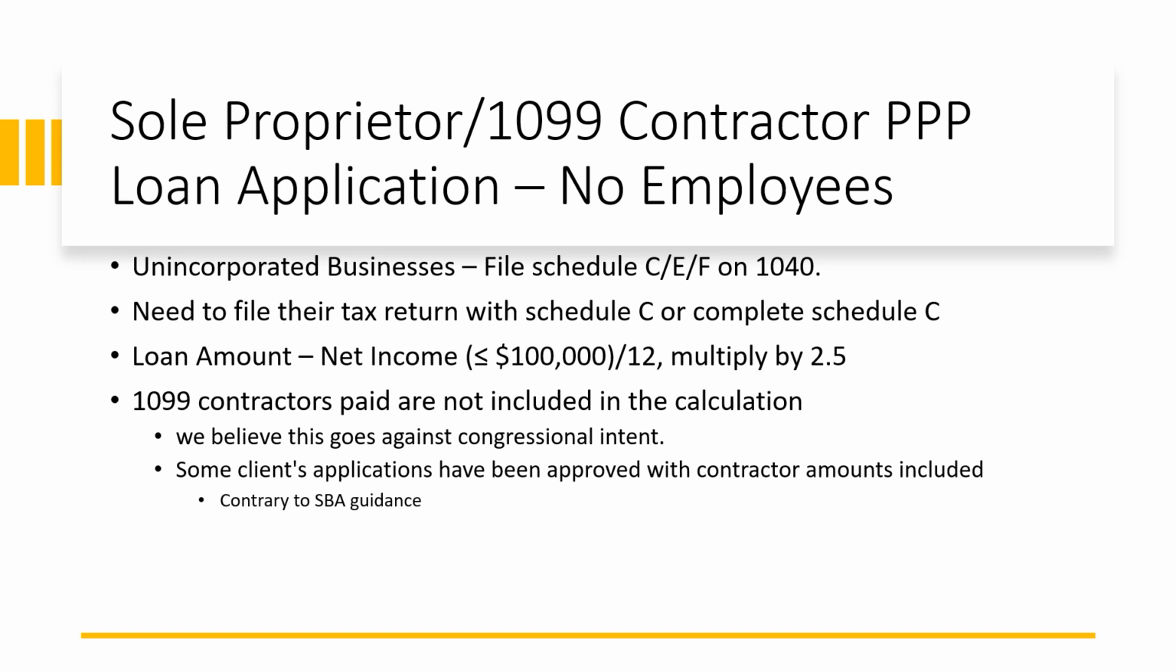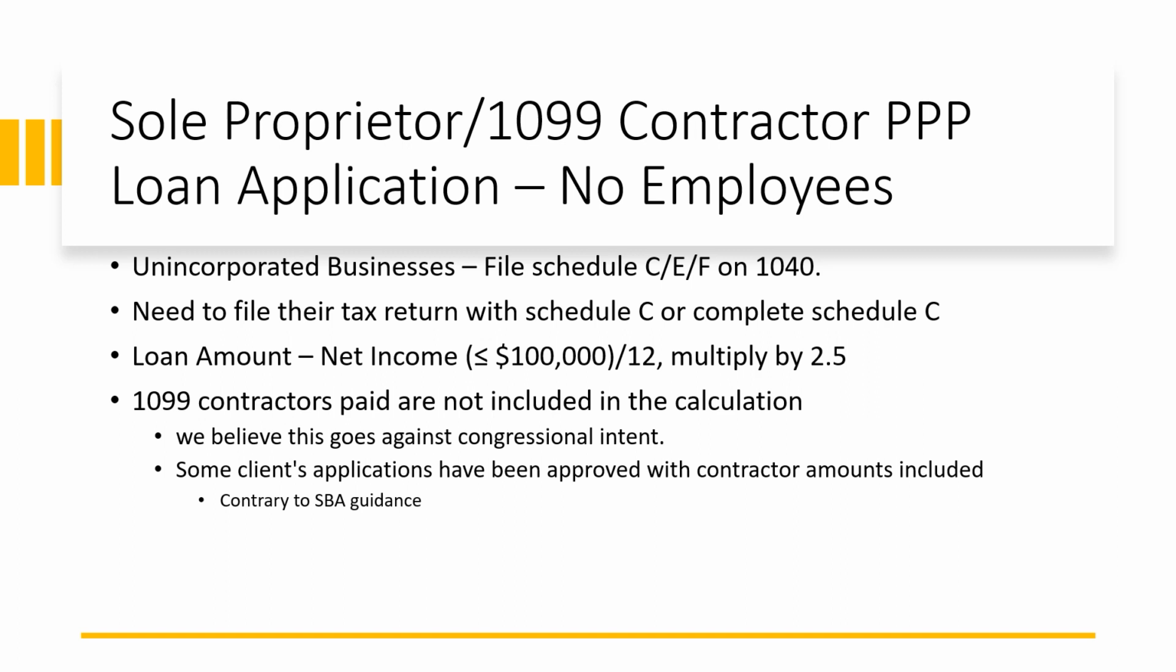So if you're a sole proprietor or a 1099 contractor with no employees, you file a Schedule C, or you file Schedule E for a real estate professional, or if you're a farmer, you'll file a Schedule F. So the process is going to be absolutely the same. And we will use Schedule C as an example.